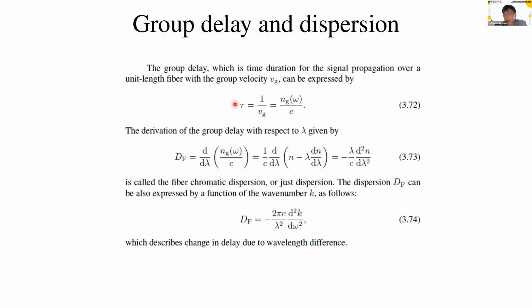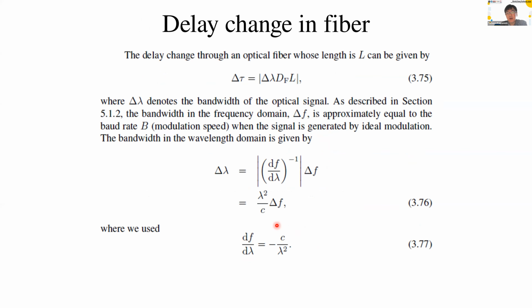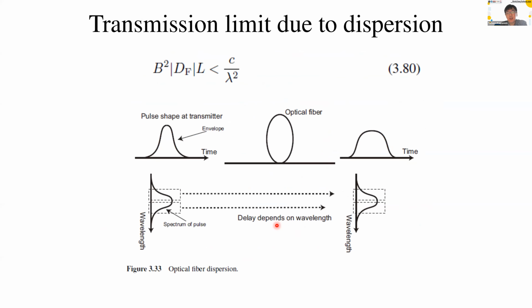By differentiating the delay, we can define the chromatic dispersion. If the group speed has some difference according to the wavelength, the group delay differs and the waveform would be deformed. Okay, I will try to explain what happens by using this slide.